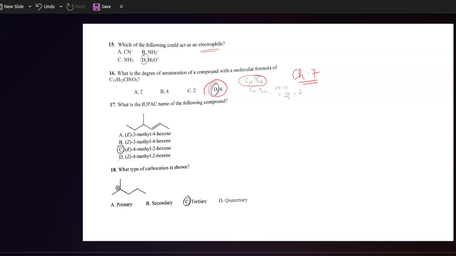What is the IUPAC name of the following compound? So this is an alkene. Again, make sure that you know how to designate E or Z nomenclature. Answer comes out to be C. What type of carbocation is shown here? So this is a tertiary carbocation.